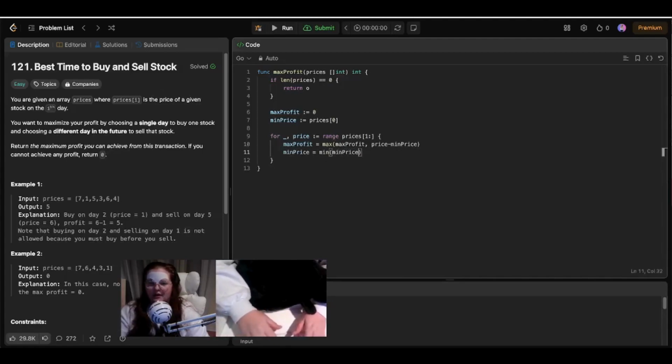And in case I haven't completely vocalized it, we're just finding the solution for the maximum profit by iterating through the array, keeping track of the minimum prices encountered so far, and then updating the maximum profit accordingly. So if there's nothing that can be matched, we're returning 0. I'm sorry if I haven't vocalized that perfectly.